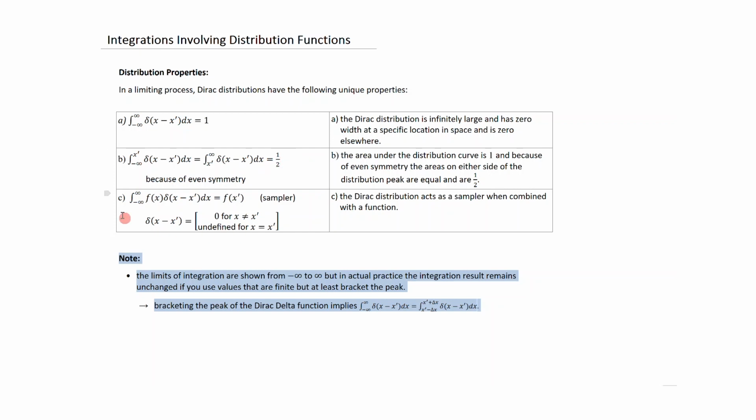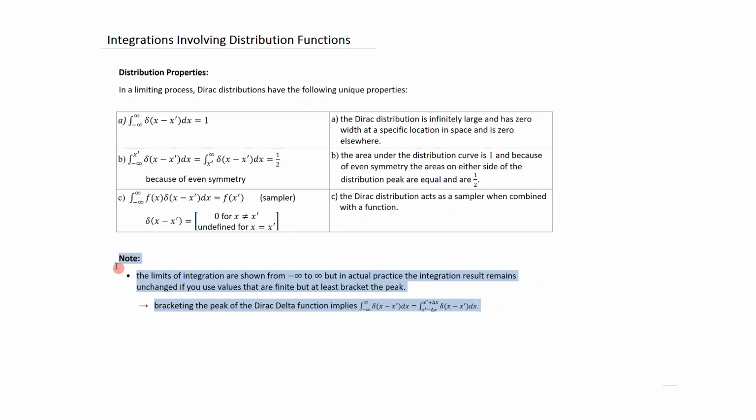All right. Thirdly, if we were to take some arbitrary function f(x) and multiply by a Dirac delta function with argument x minus x prime and integrate from minus infinity to infinity, this thing we call a sampler. What it does is it picks off the value of the function at x equals x prime. So we end up with f(x prime). Again, if we look at the definition of delta(x minus x prime), it will be 0 for x not equal to x prime and undefined for x equals x prime.